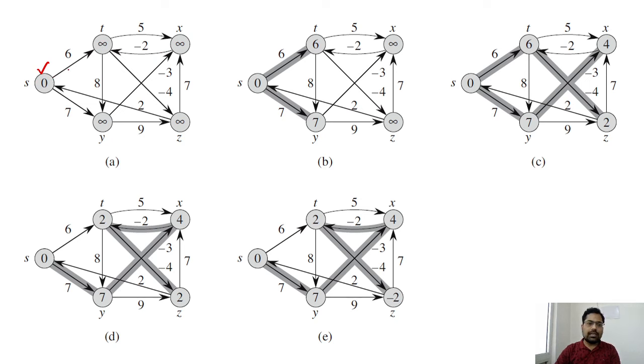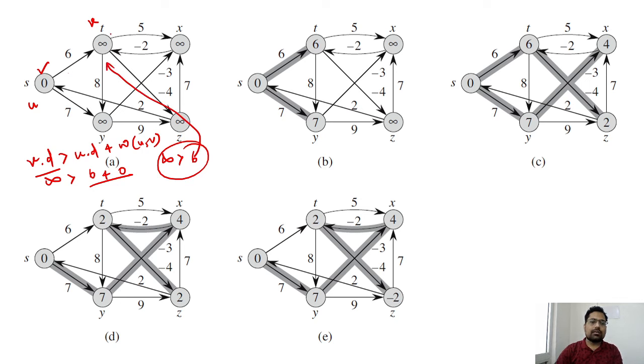Next, from the source, the immediate edges attached there will be worked on. Here, for the edge which is there, let us say this is u and this is v for us. So d of v, or you can say the distance of v, if it is greater than the distance of u plus weight assigned to u comma v. Here it is infinity, it is greater than 6 plus 0. So infinity is greater than 6, then update 6 there. It will be updated here. It is updated, and this represents the predecessors where we got the value.